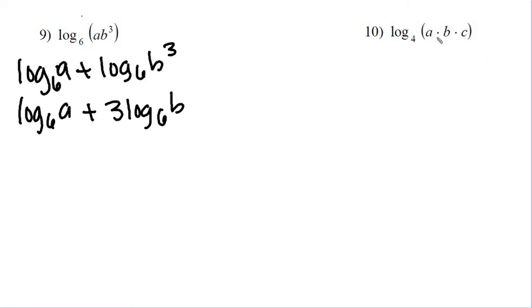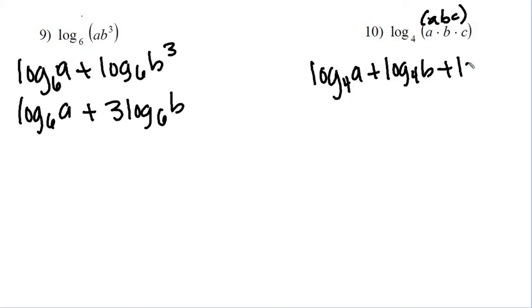Now typically we don't see products written this way. Normally we would just see A, B, C, and that's product rule all the way across. All 3 of those things are a product, so we can break them all apart with addition. So log base 4 of A plus log base 4 of B plus log base 4 of C. Again, none of my arguments now contain a product or a quotient, and none of them have exponents, so I know I'm done.